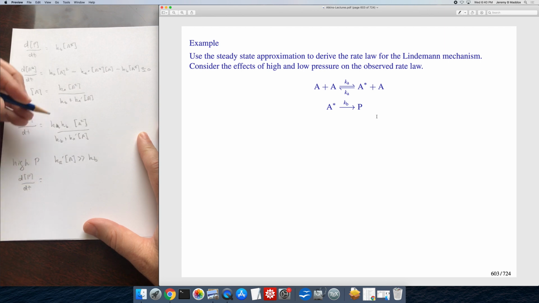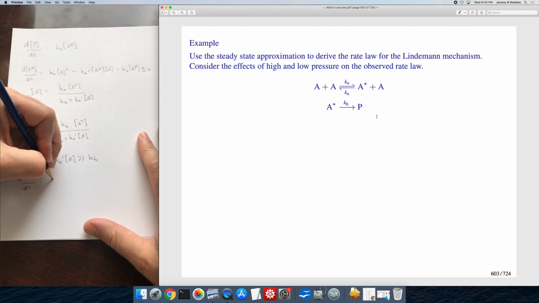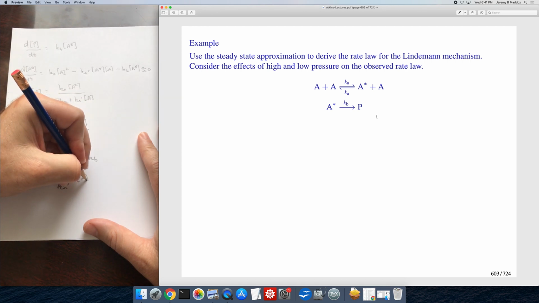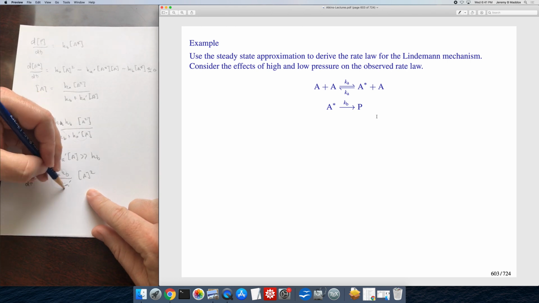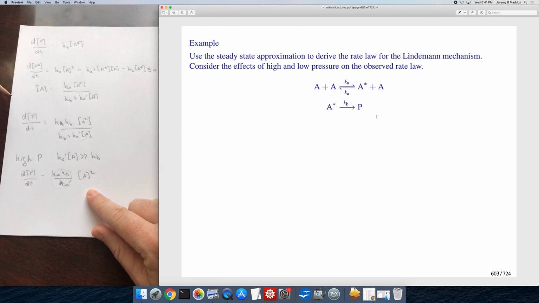So mathematically that translates to this expression, and what you wind up with is that dP over dt, you can neglect Kb relative to Ka prime times A. And so you wind up with Ka Kb over Ka prime, A squared, and you are going to observe second order kinetics. And then your observed rate constant will be this combination of rate constants here.